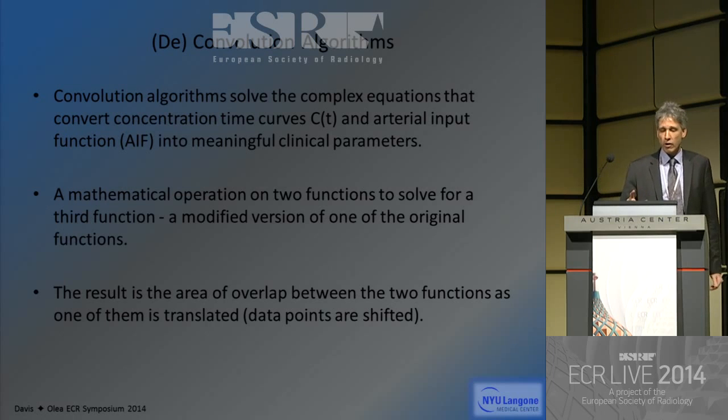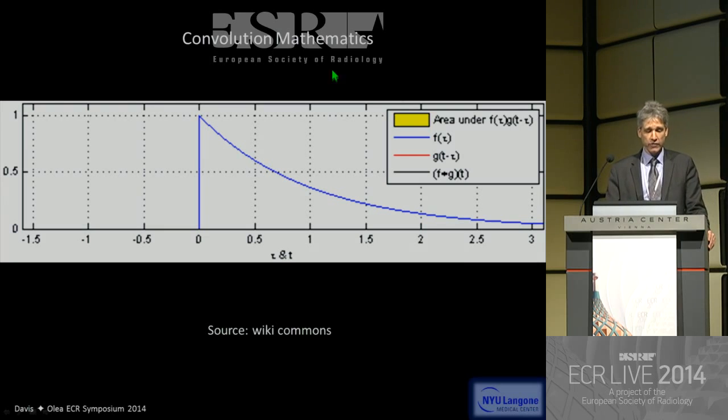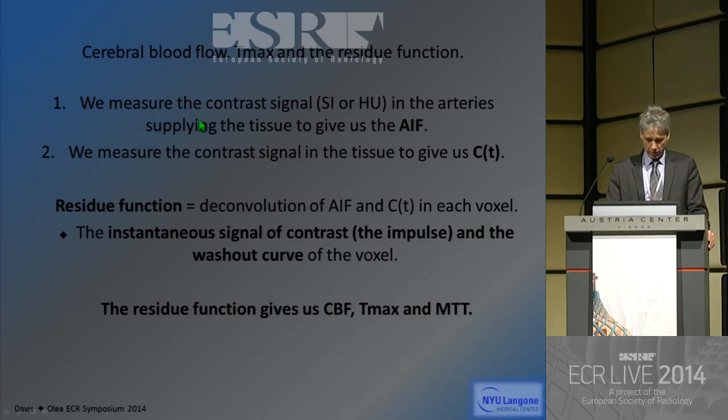So basically what they are, they're complex equations that convert concentration time curves and arterial input function into meaningful clinical parameters. And these are mathematical equations that basically work on two functions at the same time to solve them for a third function. And what it does is it takes one function, it moves it through the second over time, and then it gives you a third function. And because you can get anything on the internet, this is a graphic demonstration of convolution mathematics.